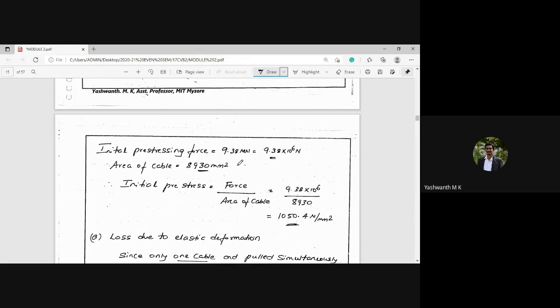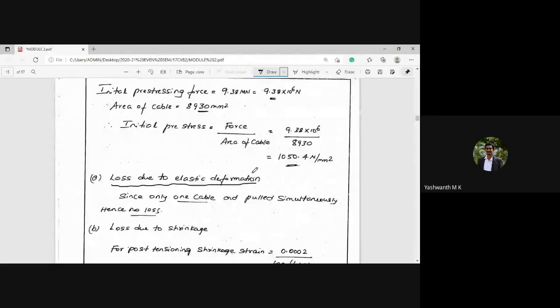So that is 9.38 meganewton, which is 9.38 × 10^6 newton, and the area of the cable is 8930 millimeters. Substitute that, which will get you 1050.4 newton per millimeter square. So this will be the initial pre-stress. Next, let me go ahead with the problem.